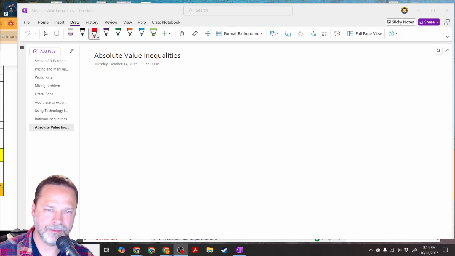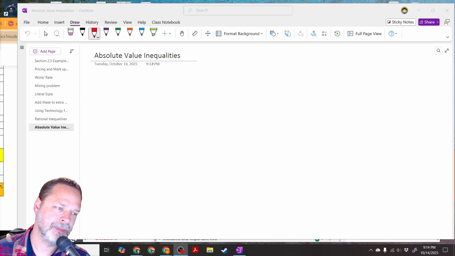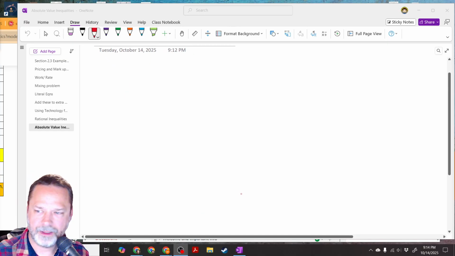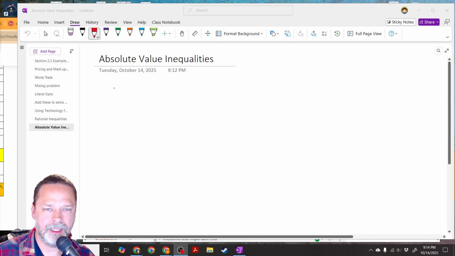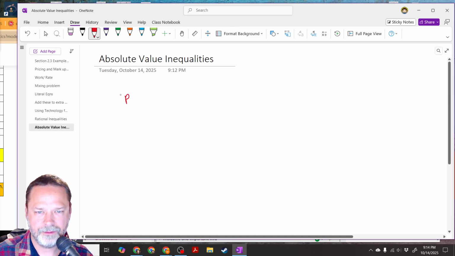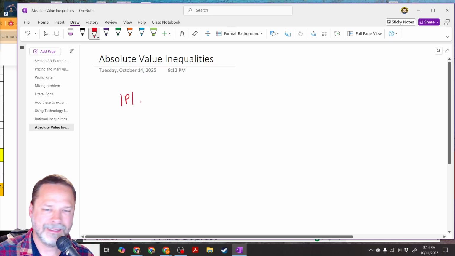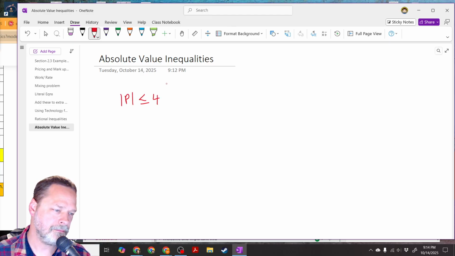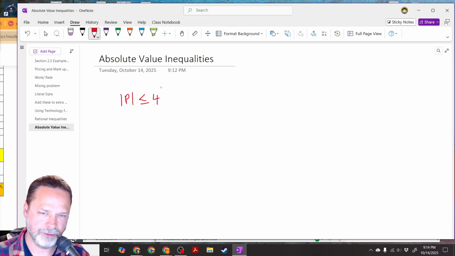We're taking a look at absolute value inequalities. So first off, let's take a look at something like this. Okay, how about absolute value of P is less than or equal to 4. Let's say we want to know all the solutions to a statement like this.